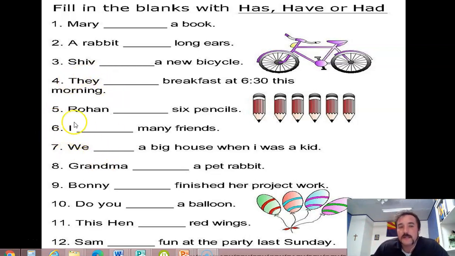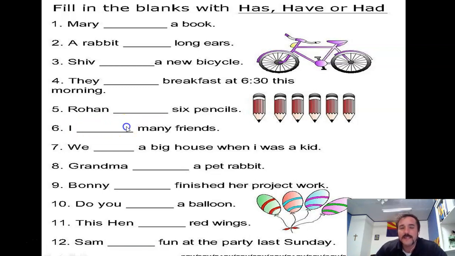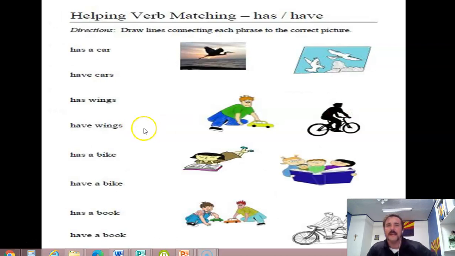How about number 6, though? I, many friends. Is this has or have? I has many friends, or I have many friends? I think you'd write have, H-A-V-E, because you're right. Even though I is singular, every time, it's just the rule. Every time with I, you would write have, H-A-V-E. Again, just the rule.